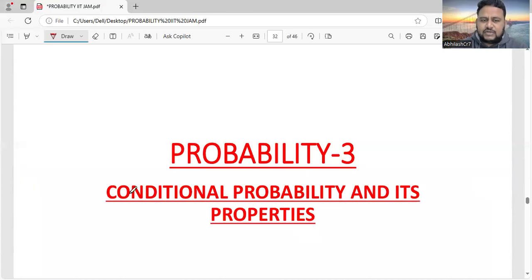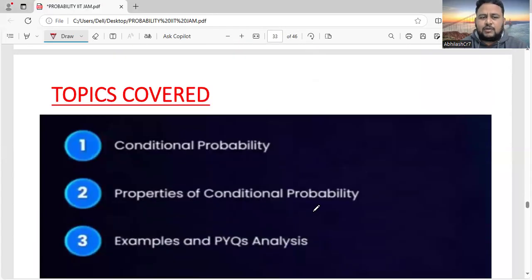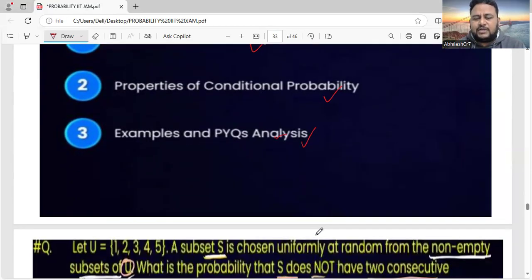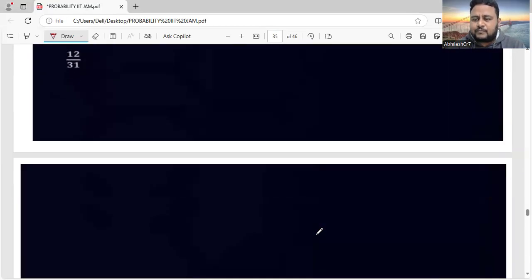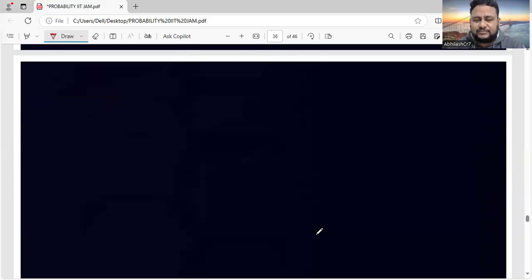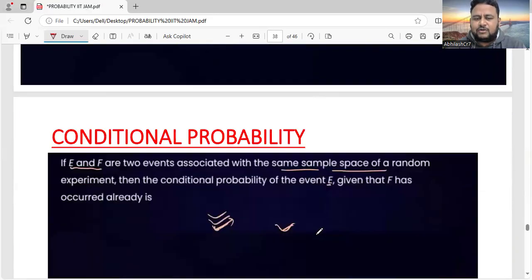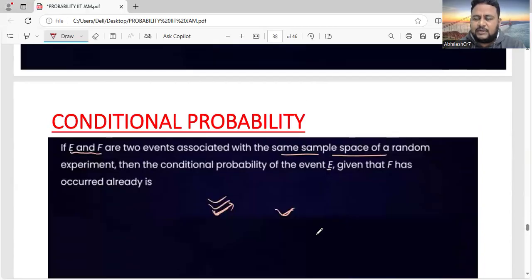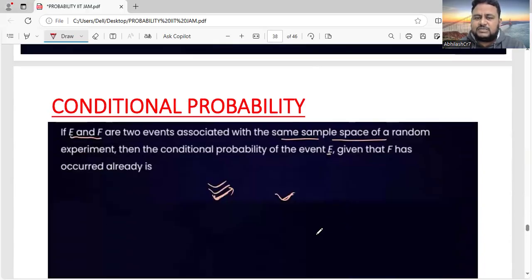So today we are talking about conditional probability and its properties. One is conditional probability, its properties, and some examples and PYQs. I think we'll be talking about the basics of conditional probability today, and when it comes to PYQs, we'll do it in the next session. Today we will talk about what conditional probability is, what its properties are, along with some examples.